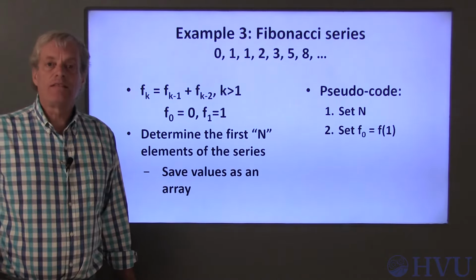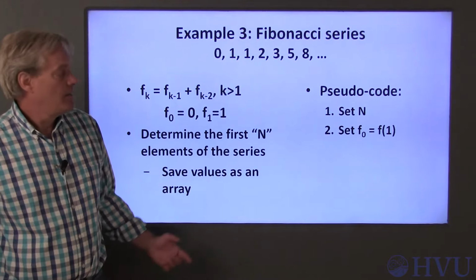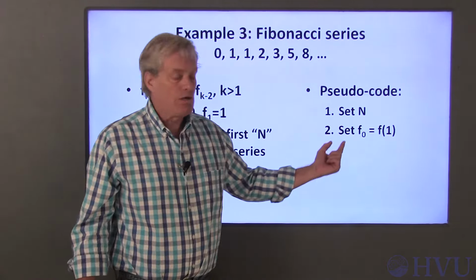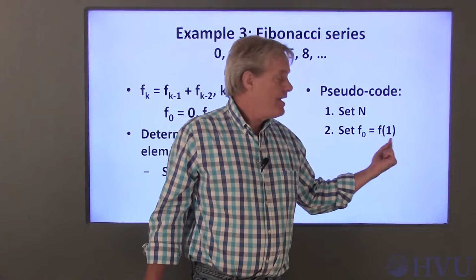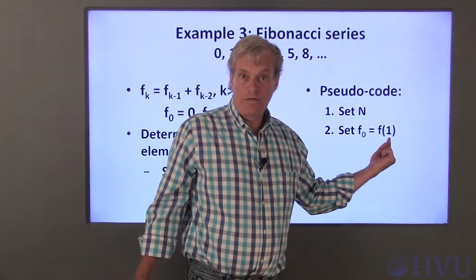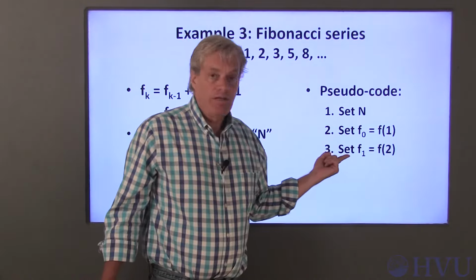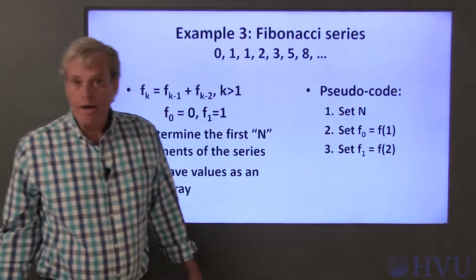I also need to set the first two values in the series. The first value, f sub 0, is the first value in the array, so f of 1 is equal to 0. The second element in the array, f of 2, is 1.